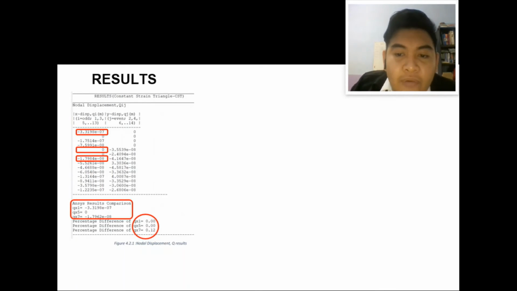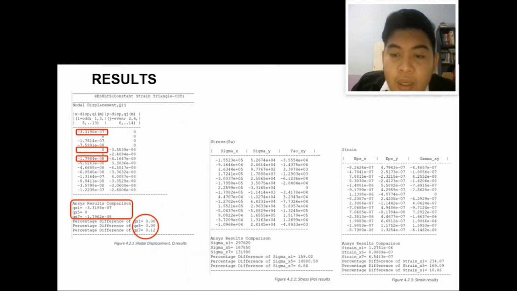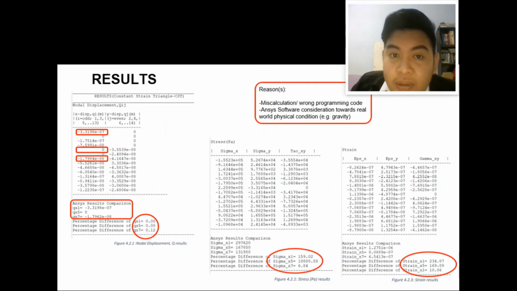However, for both stress and strain, we got a big percentage of difference. All of this difference can be assumed to come from either miscalculations or wrong coding in Octave, as well as from the ANSYS simulation itself, as it is considering real world physical conditions like gravity.